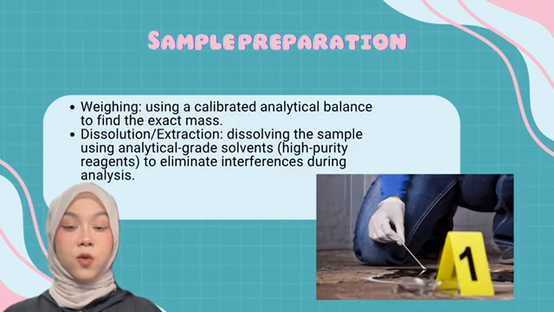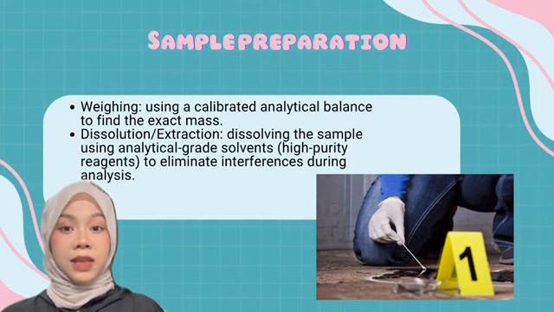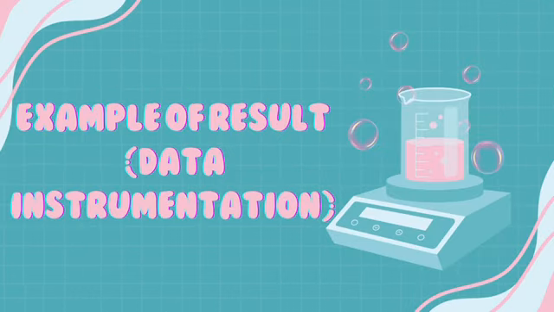Last but not least, we reach sample preparation. This begins with weighing the sample using a highly calibrated analytical balance to determine its exact mass. After that, we proceed with dissolution and extraction. Here, we dissolve the sample using analytical grade, high-purity reagents. This step is essential to eliminate any interfering cutting agents or impurities, ensuring our final instrumentation data yields accurate results.